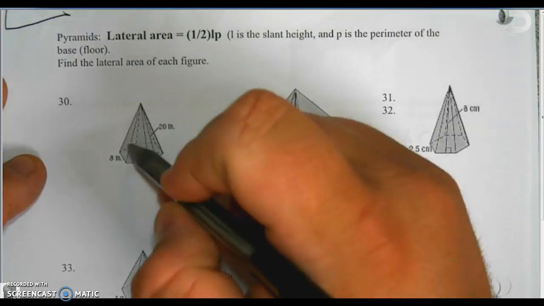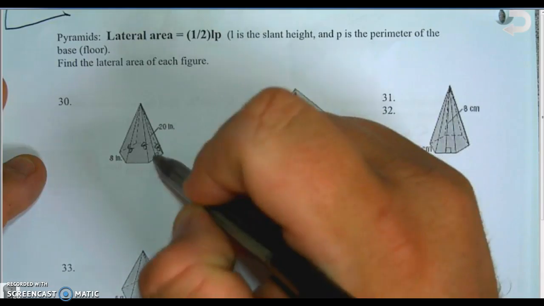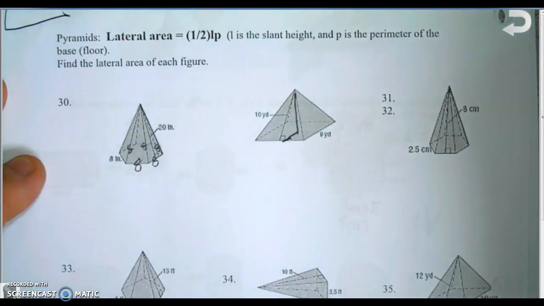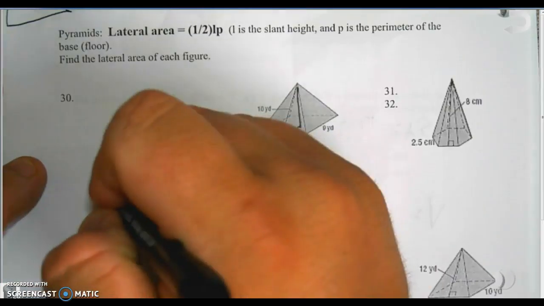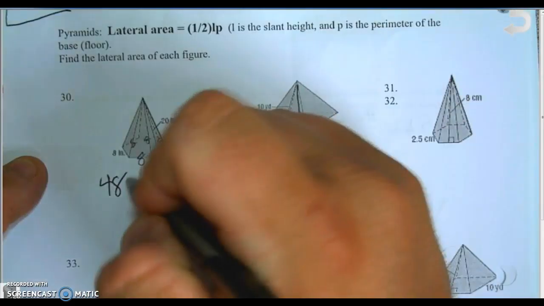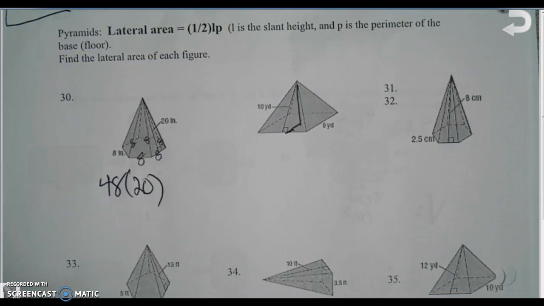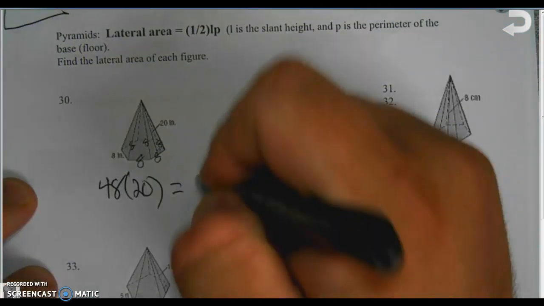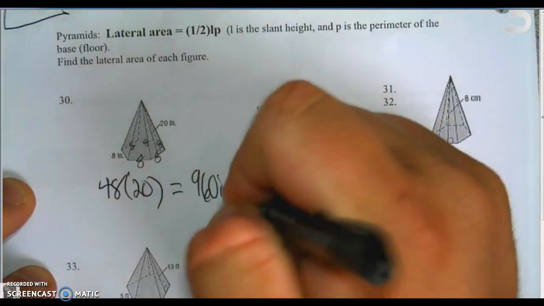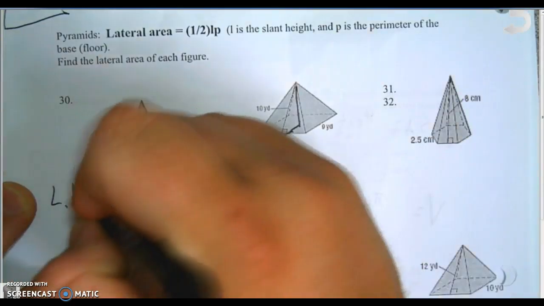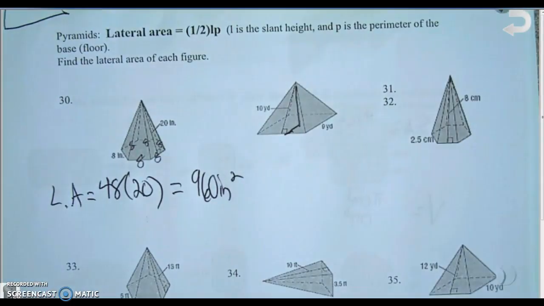But I'm going to do number 10 for you real quick. It's a 6-sided figure, so there are 6 eighths here around this thing. And so we're literally just doing 48 times 20, because 20 is the slant height. 48 times 20 gives me 960 inches squared, and that's what the lateral area of this pyramid is. So you're going to go ahead and do these 5 problems.